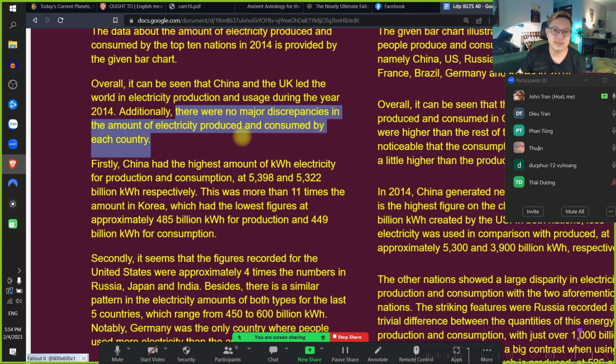So basically, you can say that, well, between the countries there are major differences. However, the amount of electricity produced and consumed by each country is actually nearly the same. Cái sự khác biệt giữa từng đất nước thì nó khác nhau nhiều lắm, nhưng mà trong mỗi một đất nước đi thì là cái sản xuất và tiêu thụ nó lại rất là gần nhau. Okay, it's important to note down that difference, okay?